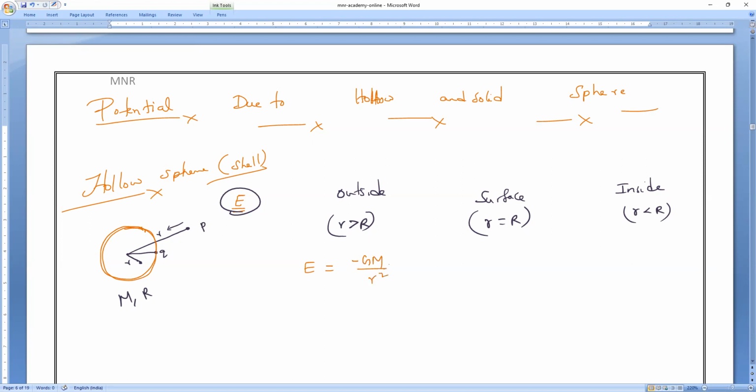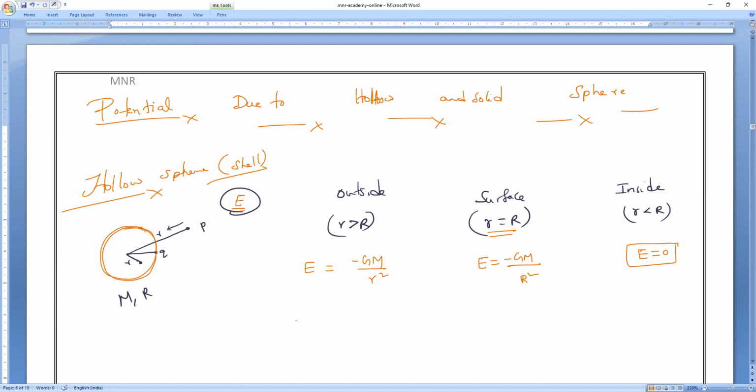Minus GM divided by r square. Okay, then at the surface, r will become R. So E is equal to minus GM divided by capital R square. And inside a hollow sphere, E is equal to what? We studied. Inside a hollow sphere, E is equal to 0. But solid sphere, it is different. Inside a solid sphere, as radius increases, E also increases. As r decreases, E also decreases. We have studied. Am I right, everybody?